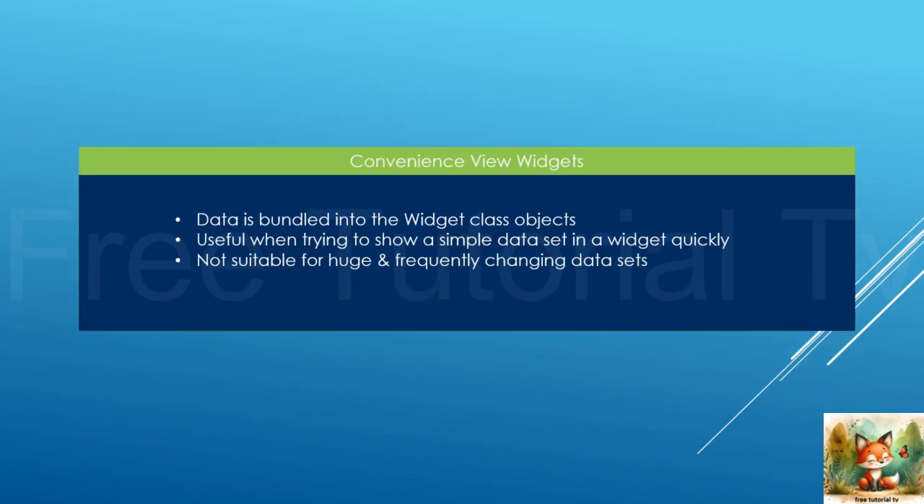Now, in Qt, there are a bunch of ways to work with the model view architecture. The easiest one is using convenience view widgets. In those widgets, data is bundled into the widget, and you won't have to think about the separation between the model, the view, the delegate, and things like that. The benefit of this is that you don't have to handle multiple classes.